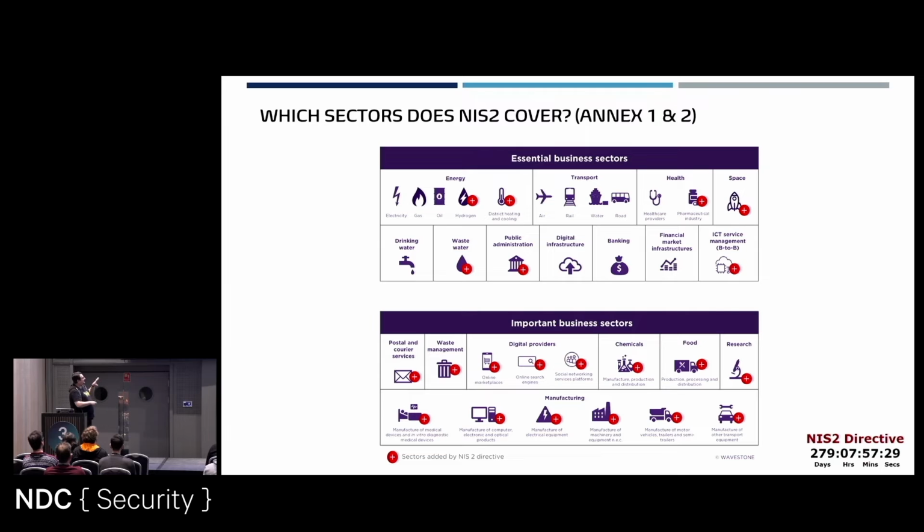The important business sectors, this is all new. So you only had essentials, right, under NIS1. This is where postal, courier services, waste management, digital providers, chemicals, food, research, and manufacturing come in, right? And they're all detailed, and whenever there's kind of a clear location where you can find out more, I've tried to put it on the slide, so you can find this in Annex 1 and 2. If you search for the text of the directive, you just go to Annex 1 and 2, and you find out more about the sectors.